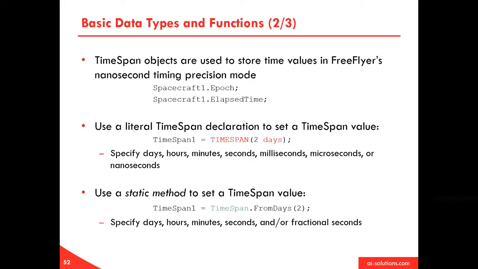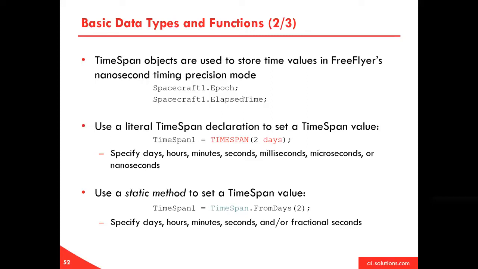Let's take another second to talk about timespan objects. Times in FreeFlyer can be stored down to an accuracy of the nanosecond level, and so we need a special data type in order to store time values. Some examples of timespans in FreeFlyer are the spacecraft.epoch property and the spacecraft.elapsed time property.